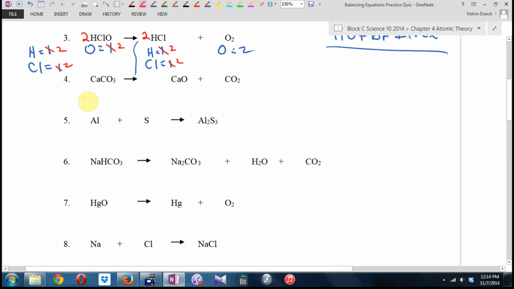Number 4. Okay. I got 1 Ca. I got 1 C. I got 3 O's. I have a feeling this... Oh, wait a minute. Is this one balanced already? I think so, because look, I got 1 Ca, I got 1 C, and although they're separate, I do have 3 O's, right?